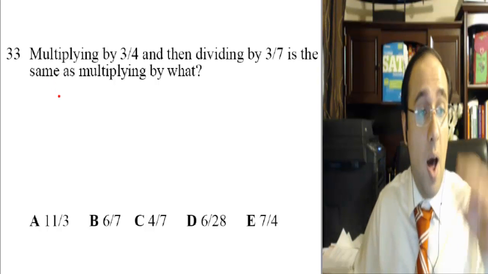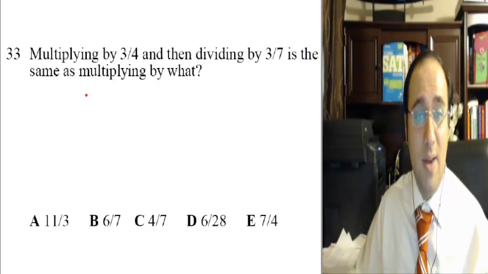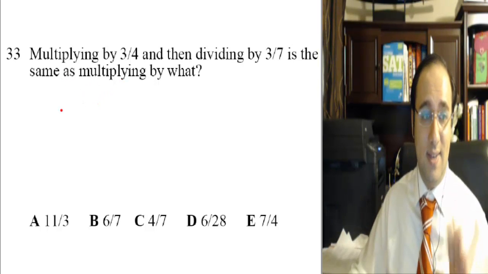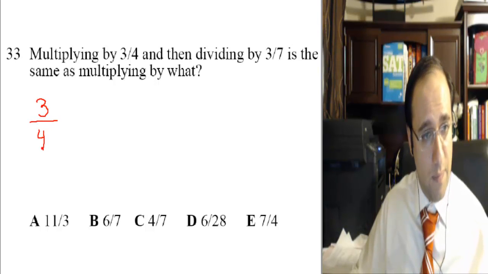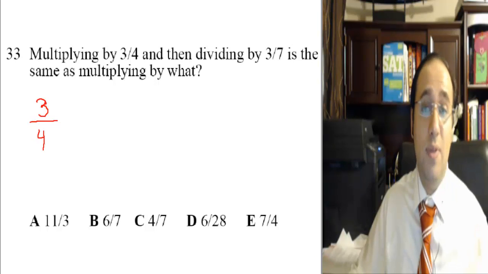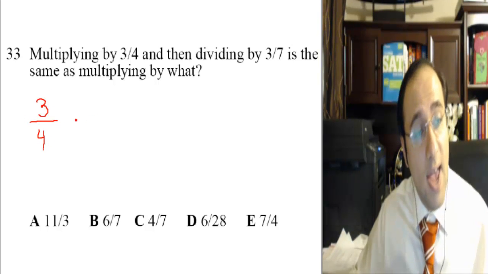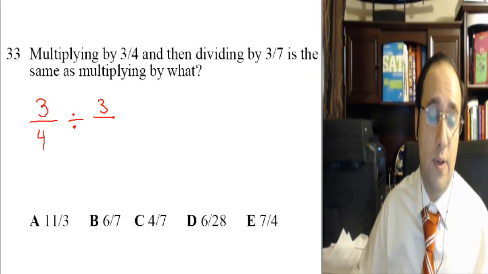Number 33. Multiplying by 3/4, then dividing by 3/7 is the same as multiplying by what? Okay, easy. So you multiply a number by 3/4. Now let's assume that number is 1. 1 times 3/4 is 3/4.